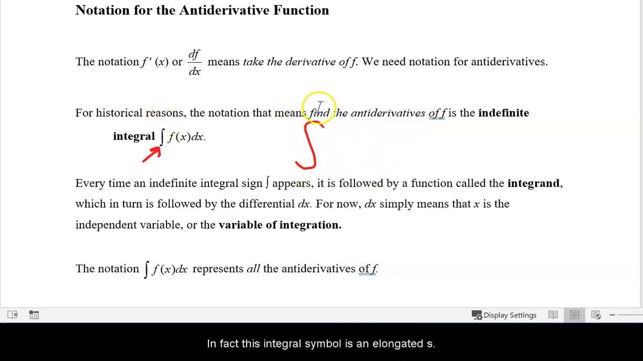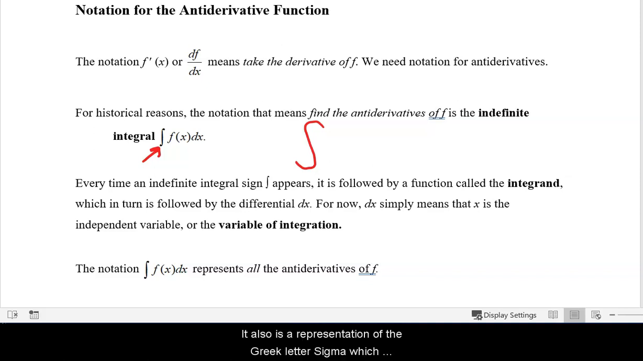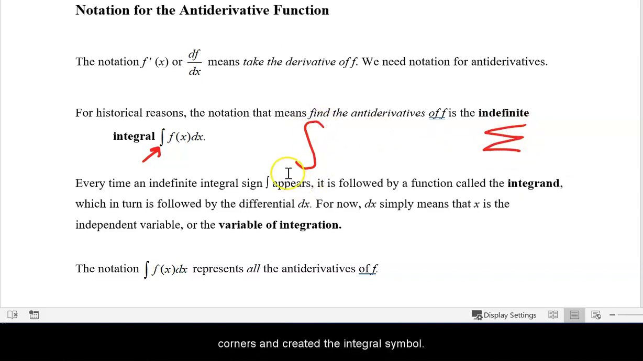In fact, this integral symbol is an elongated S. For reasons that will become clear in Chapter 5, the S here stands for the word sum. It also is a representation of the Greek letter sigma, which is written with points on the ends. They took the Greek letter sigma, which represents sum, stretched it, and rounded off these sharp corners and created the integral symbol. Every time you see that integral symbol, it is followed by a function called the integrand.